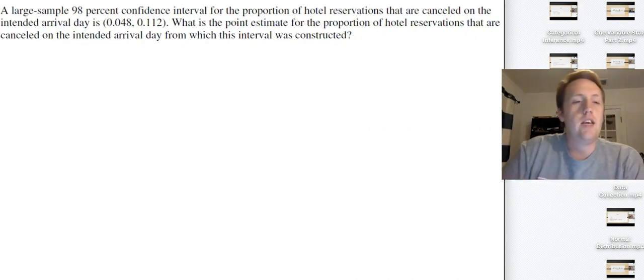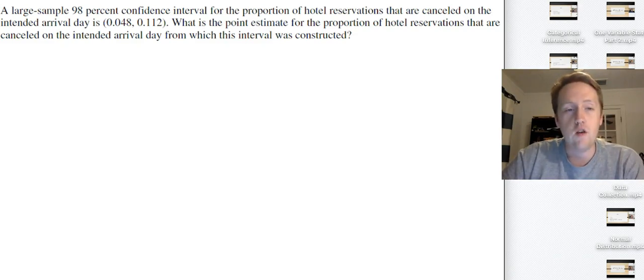A large sample 98% confidence interval for the proportion of hotel reservations that are canceled on the intended arrival day is 0.048 to 0.112. What is the point estimate for the proportion of hotel reservations that are canceled on the intended arrival day from which this interval is constructed?